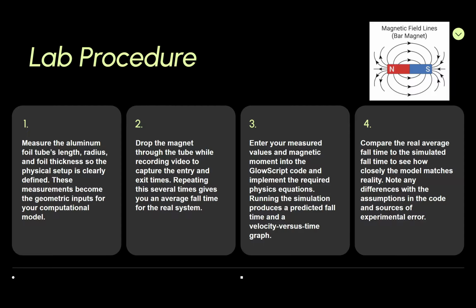Next, we'll enter the same values into GlowScript and then compare the velocity versus time with a graph, and then we'll see how that compares with our real life estimate, which is our last step. And then also note any differences and any sources of error present.